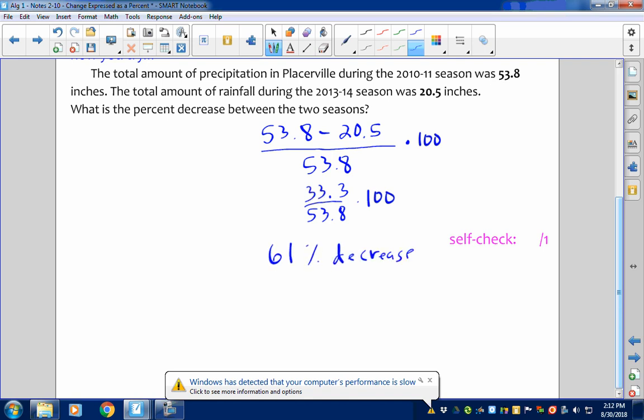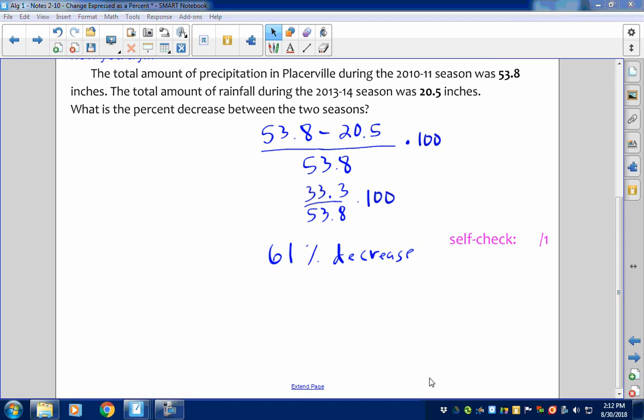So it went down quite a bit. All right, 62. What was the decimal? 61 point what? It's 61.8. If you rounded it, it would be 62. Whoa, okay, 62. Let me check it.